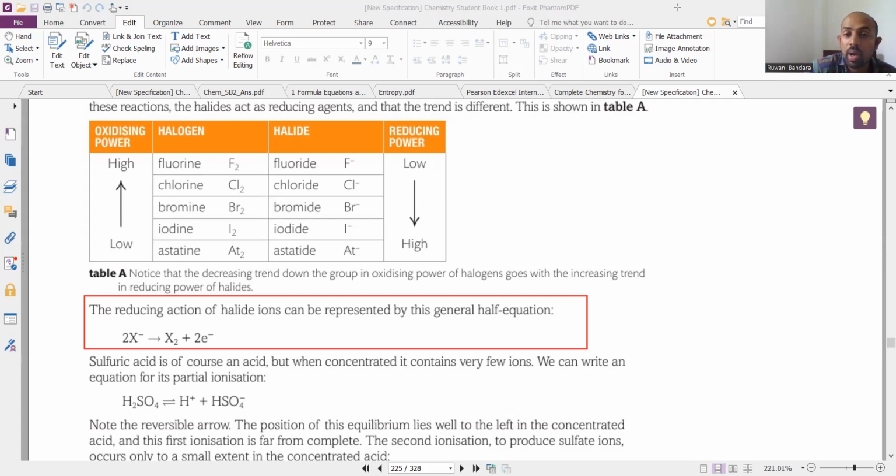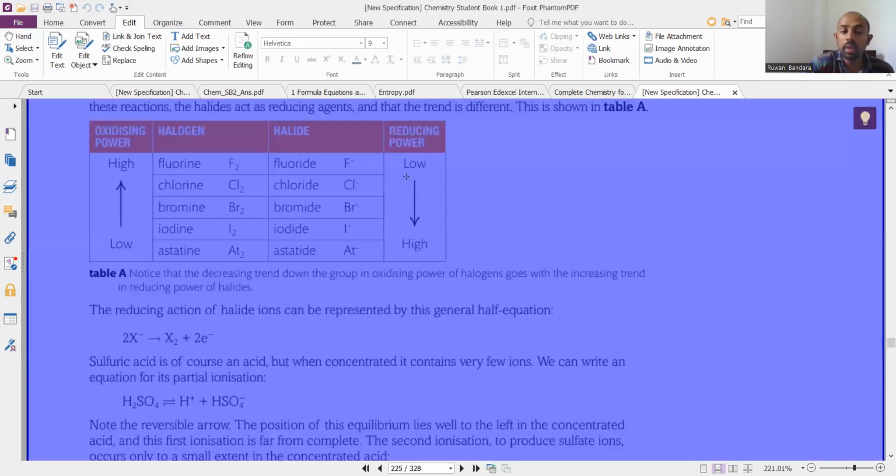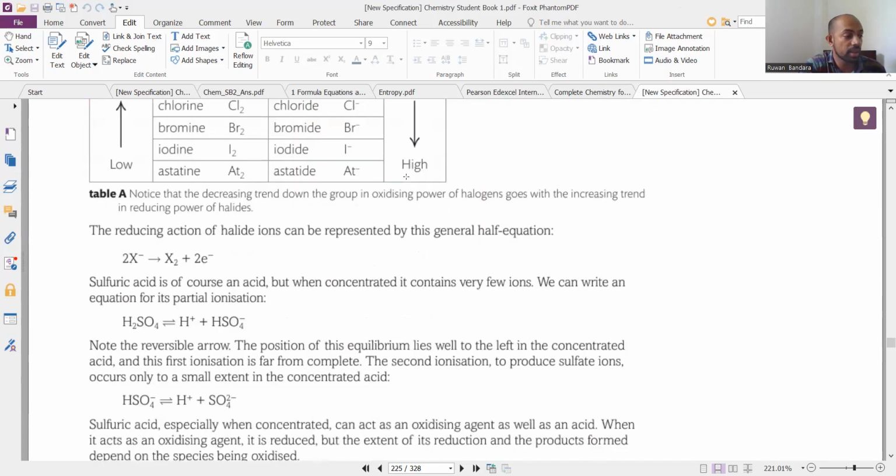So we are going to talk about reactions of these halides with sulfuric acid, right? Sulfuric acid behaves as an acid, and not only an acid, sometimes it behaves as an oxidizing agent.